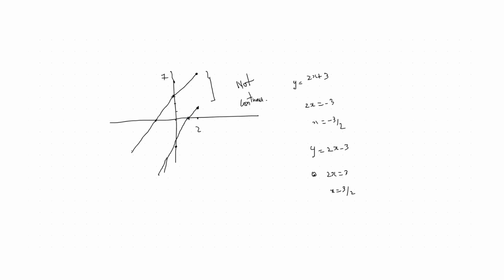Maybe we have to check this side. So my graph will be like this. This is my jump. From here to here, it goes here, then it comes down and goes. So I have a jump. Any doubt?